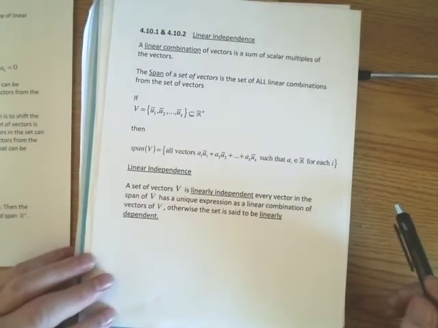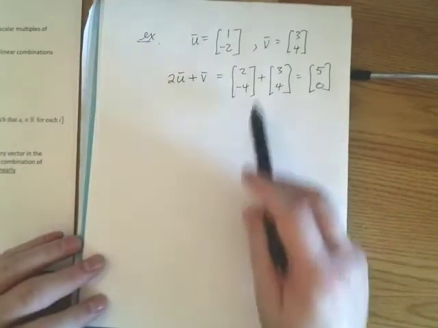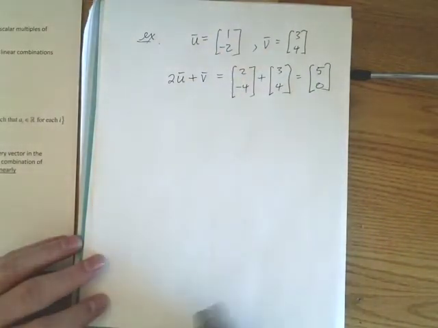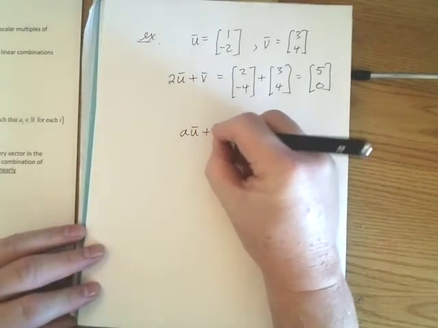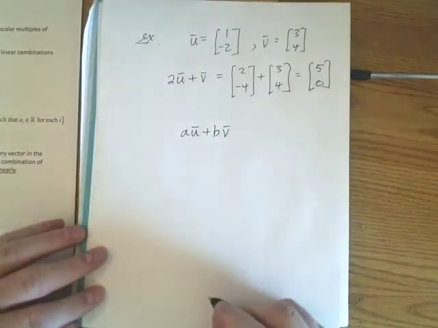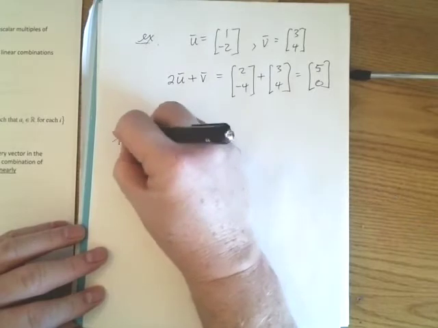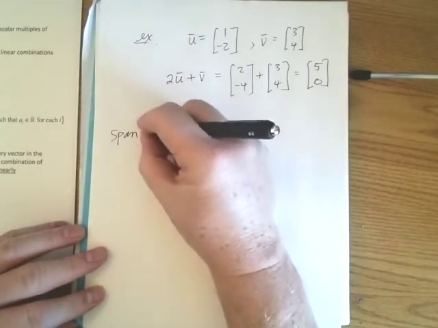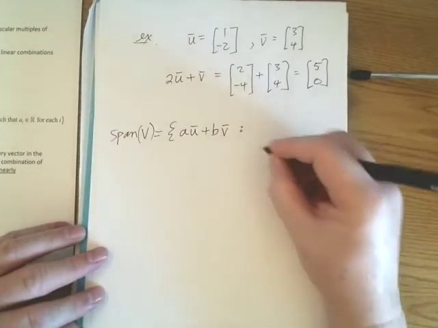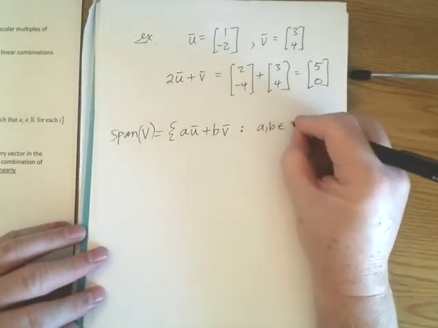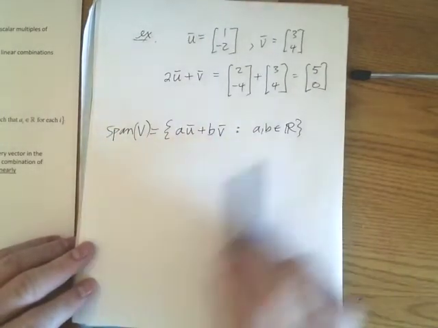So you understand what the span means. It's all linear combinations. We would consider the span of these two vectors to be all vectors of this type. Instead of using subscripts here, it would be the set of all a u plus b v. This would be the span of my V in this case. If I threw those together in a set and called it V, the span of V would be the set of all vectors here such that a and b are real. Again, they could be complex. So all of them like this.